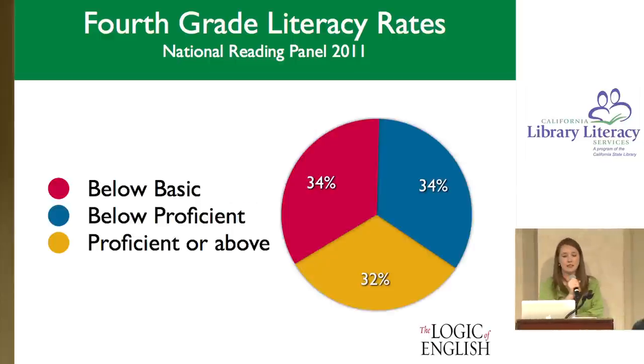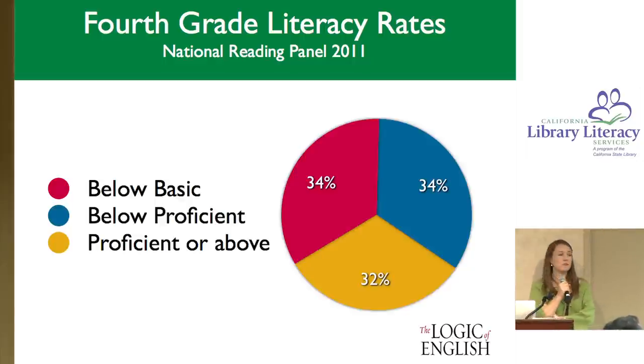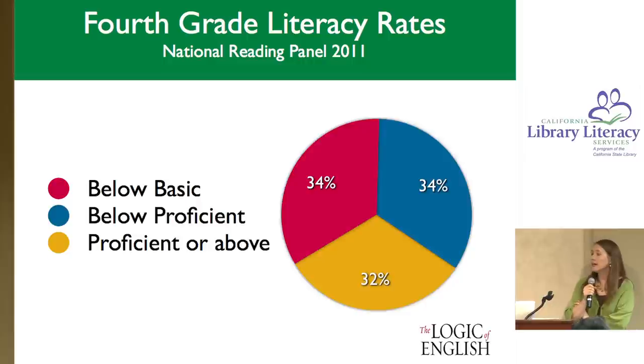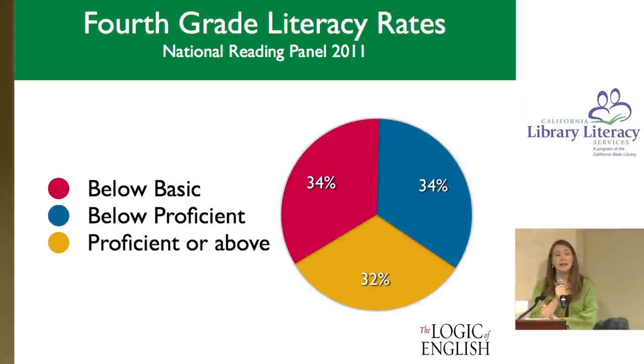These are the literacy statistics in the United States as of 2011 in fourth grade. 34% of students read below basic. Essentially, they can't read. 34% of students read below proficient. Notice only 32% are proficient or above. I call this the law of thirds because I have experienced this when I speak to public schools, but I also experience it in the homeschool community where I do a lot of speaking as well. And I've experienced it in my own family.